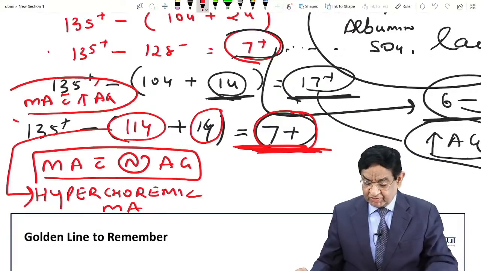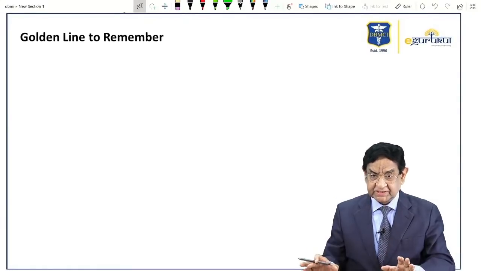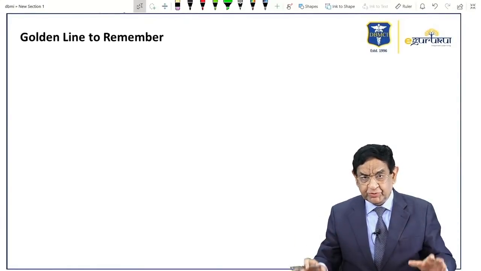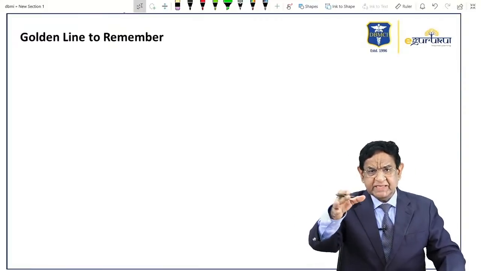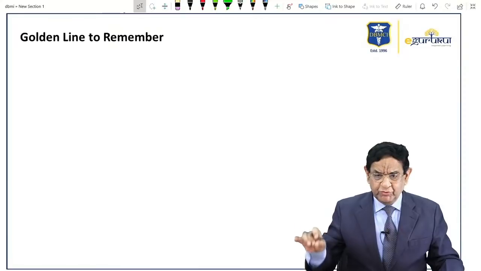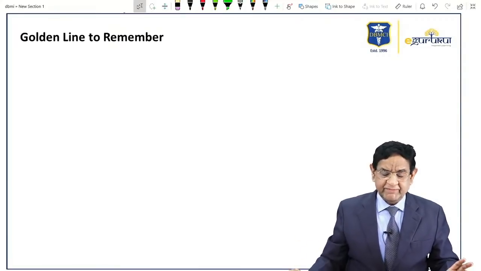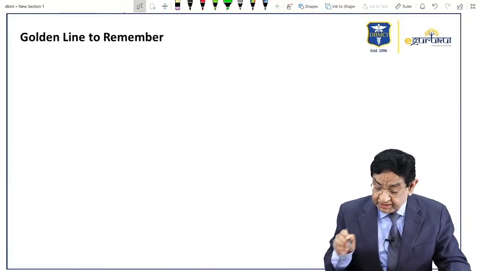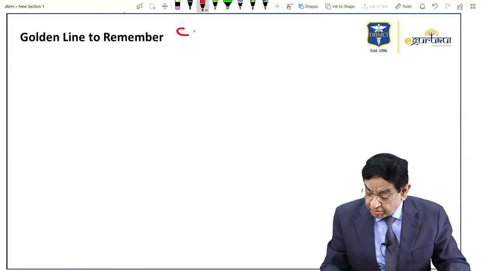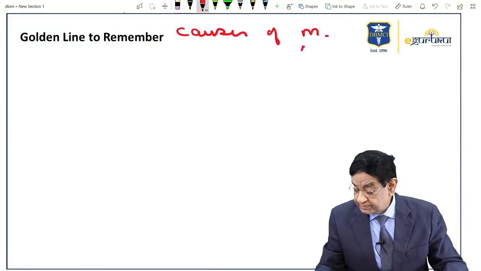With this background, what he's going to ask you in the exam is this table which I'm going to give you, the golden line to remember. Whichever exam you write in the world, you will get one question from this table. I'm leaking the paper to you, but in a very honest way. So let's talk about the golden line to remember. Write down the causes of metabolic acidosis.